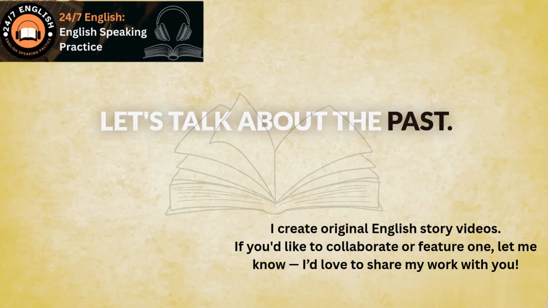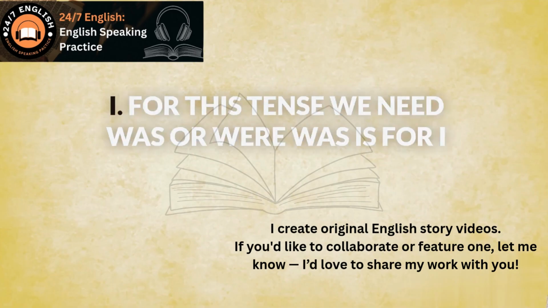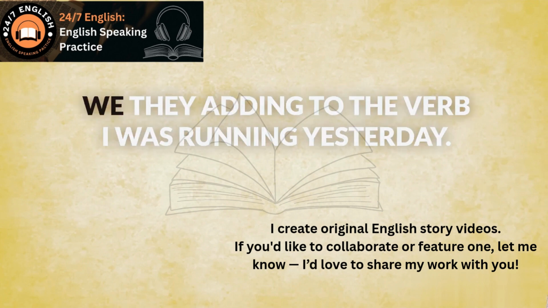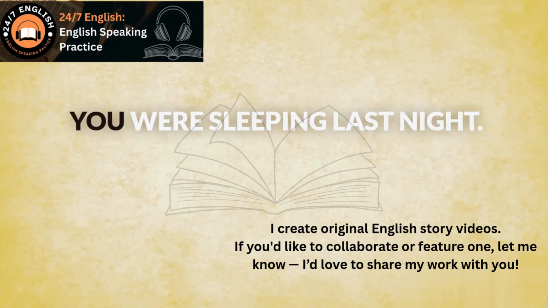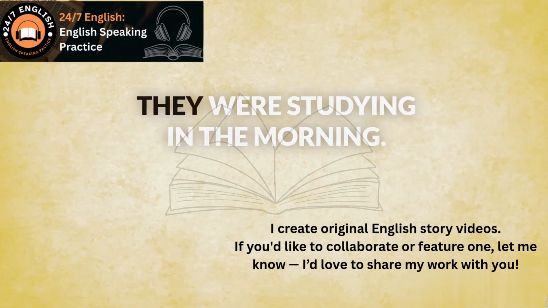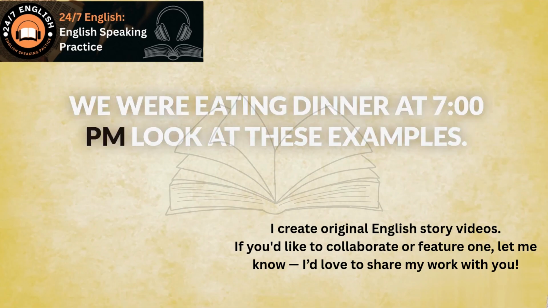Let's talk about the past continuous. This is for things happening in the past. For this tense, we need was or were. Was is for I, he, she, it. Were is for you, we, they. Adding ing to the verb. I was running yesterday. You were sleeping last night. He was watching TV. They were studying in the morning. We were eating dinner at 7 p.m.